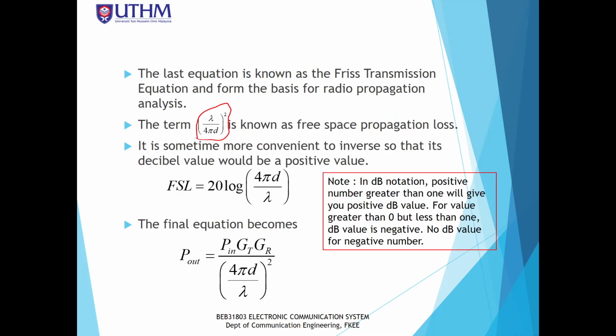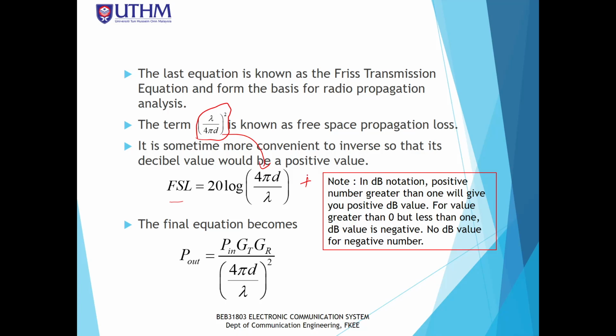Normally when we write the free space loss, we invert it so that when we change into decibel, it produces a positive value. This is just the notation in terms of decibel. So we can write FSL as 20 log 4 pi d over lambda. You see that we inverted the equation so that we get a positive value of FSL.